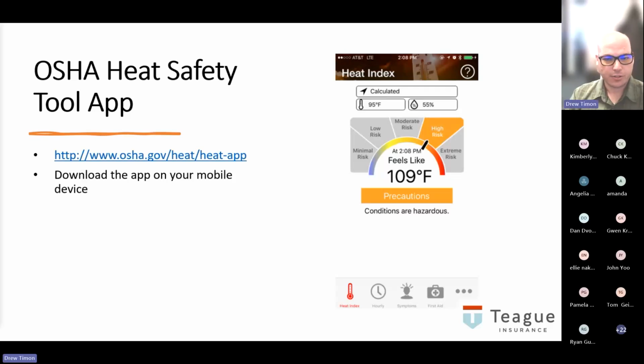This is a link to an app from OSHA, their heat index app. It helps you calculate what the heat index is based off of the temperature and the humidity levels. That'll give you a better idea of what the heat index is. So it's a good tool. There are some other resources in there as far as symptoms and first aid procedures. I recommend that everyone download this app and have it in their phone, and use it as a tool.